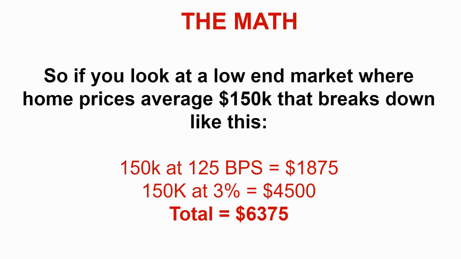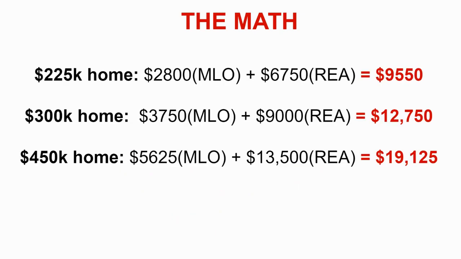So if you look at a low end market where home prices average $150,000, that breaks down like this, right? Almost $2,000 to the loan officer and $4,500 to the realtor. So that's a grand total right there of $6,300, right? And that's just a $150,000 home. It's really not a lot of markets out there in the US like that. Most of them are higher than that as an average home. But so you can see a few more examples.